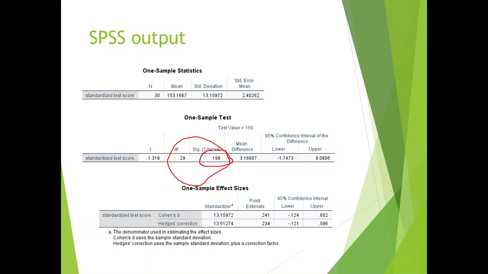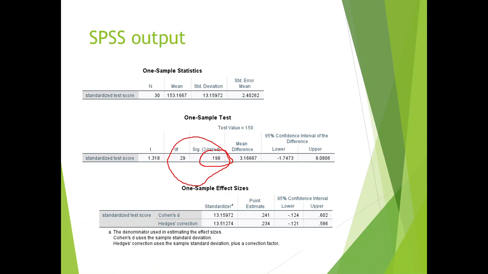So 0.198 is not less than 0.05, which would mean that this test is not statistically significant. Meaning that the difference we identified here between our sample mean and the population value was not big enough to say that it couldn't just be due to chance alone. So essentially, the difference we found between our sample and the population was not big enough to say something's going on here.